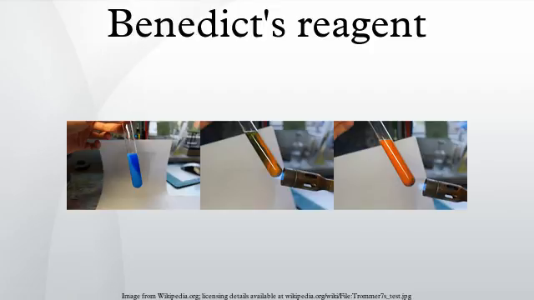A greenish precipitate indicates about 0.5 g% concentration. Yellow precipitate indicates 1 g% concentration. Orange indicates 1.5 g% and red indicates 2 g% or higher concentration.